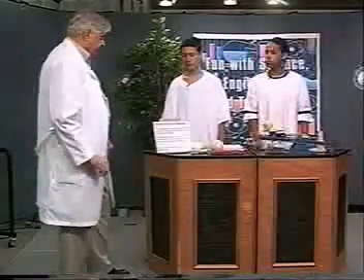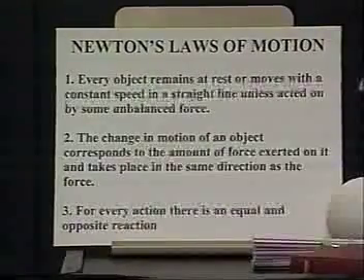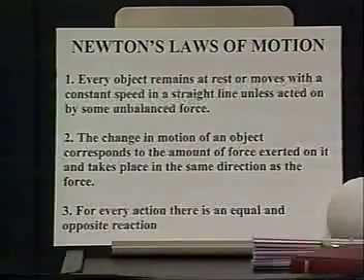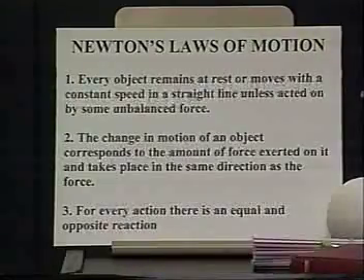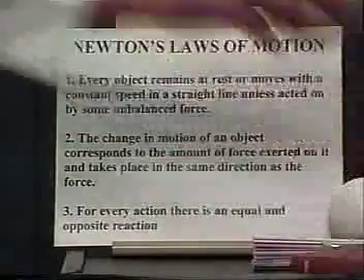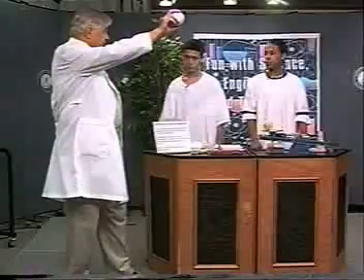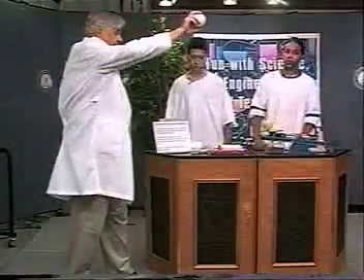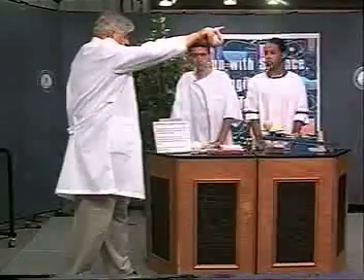Now the second one is for an object to change motion. That motion has to have a force, right? And the motion that it changes to is in the same direction as the force. In other words, if I take this ball and I wind up and throw it in that direction, I get it moving because I'm putting a force to it, and when I let go of it, the force is pointing off in that direction, so that's the direction the ball is going to go.